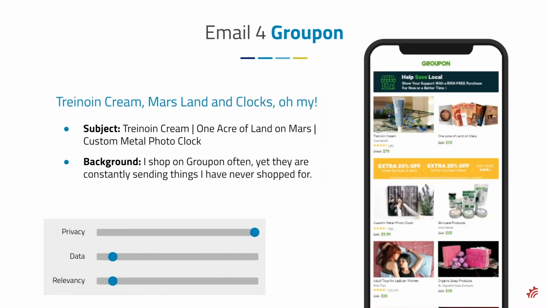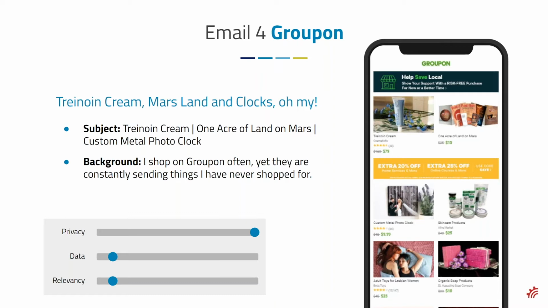The next one is Groupon. I'm sure everyone on this call has probably received about 5 different emails this morning from Groupon already. I myself have shopped with them frequently. And this is one where I think they missed the mark because I actually shop on Groupon often. They were constantly sending things I've actually never shopped for. And so if you're going to send me 5 emails a day, make sure it's emails that happen to be relevant to me. And at this point, they really weren't.